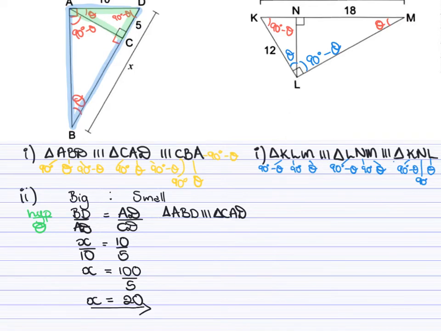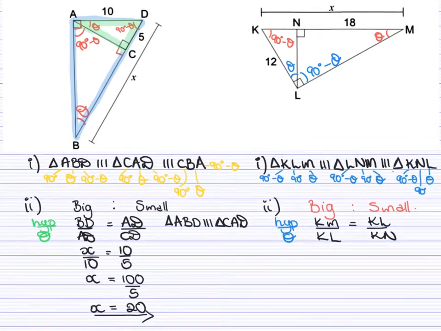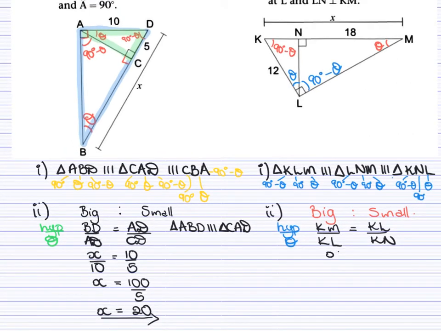Let us do the same for the other triangle. Again, I want to compare a bigger triangle to a smaller triangle. Again, I'm going to be looking at the side hypotenuse and the side that is opposite theta. In the bigger triangle, I'm going to compare KM divided by KL being equal to KL divided by KN. Now the length KM is equal to x. KL is equal to 12. Again, KL there is equal to 12.